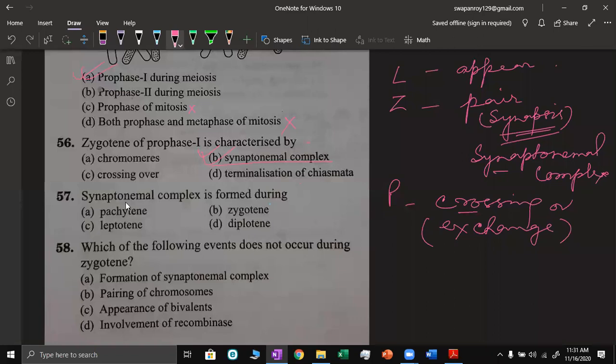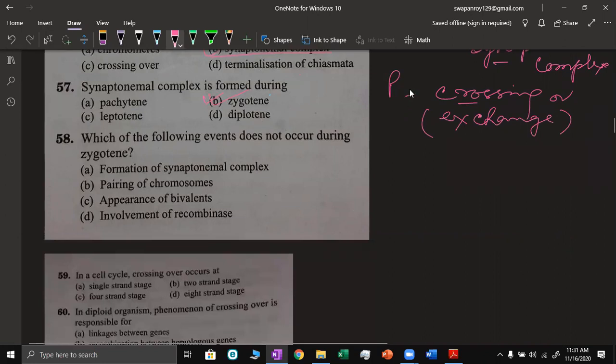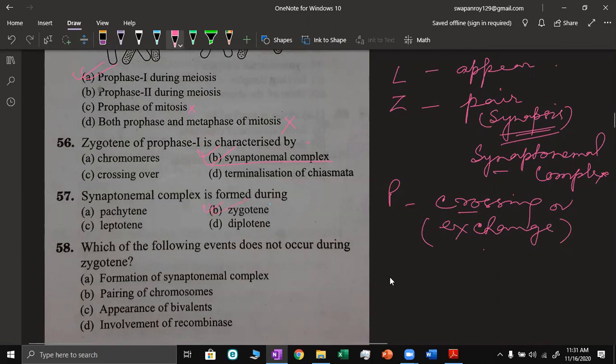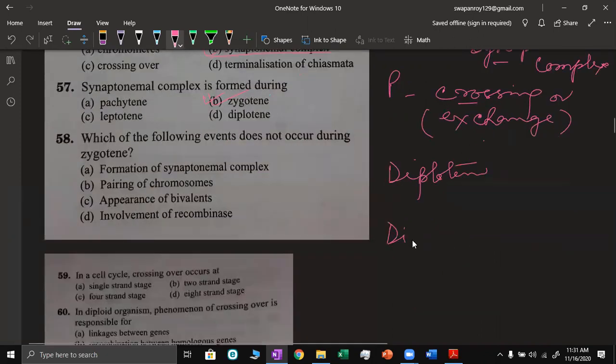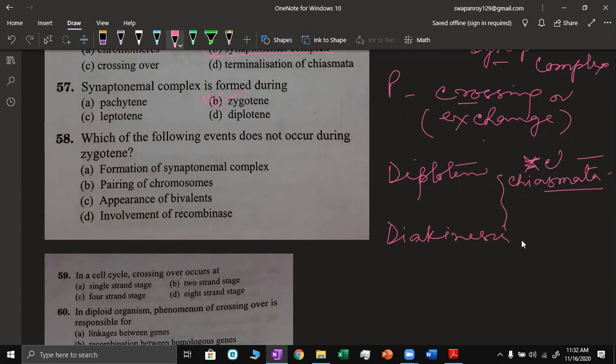Next question. Synaptonemal complex is formed during, same question this way, zygotene. It remains up to the pachytene stage, and then diplotene and diakinesis. These two are the terminalization phases, where the chiasmata, that is the crossing over, have developed. They start moving apart, and this is terminalization. So these two phases are the moving away.